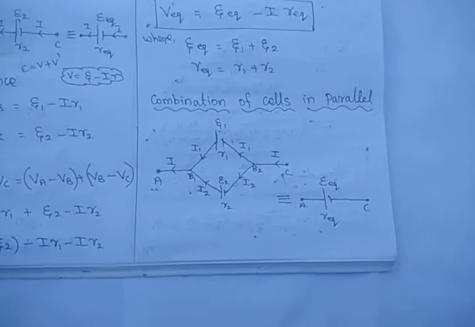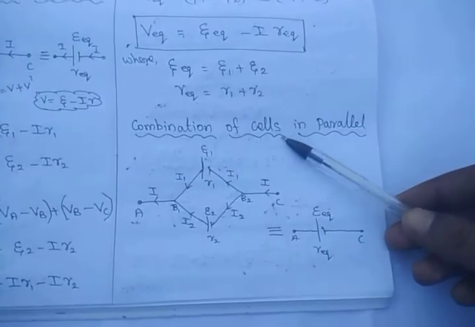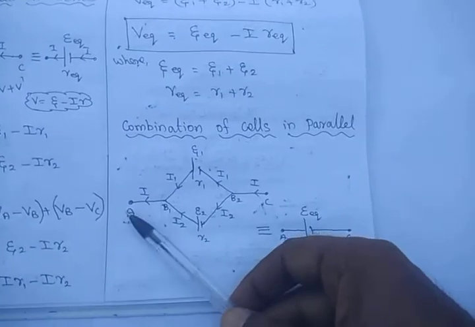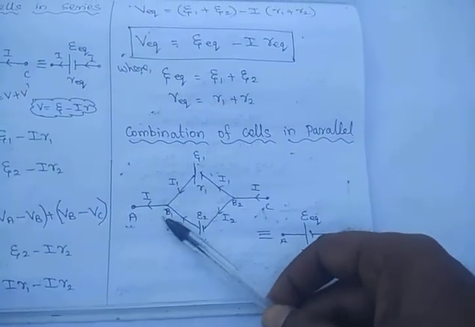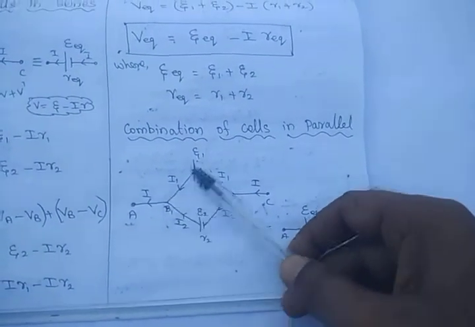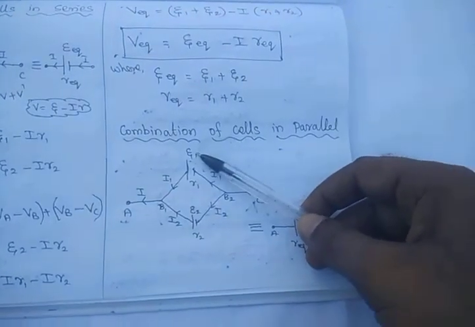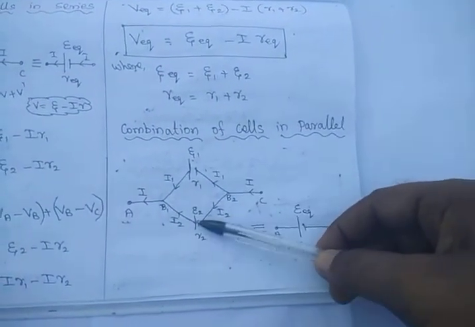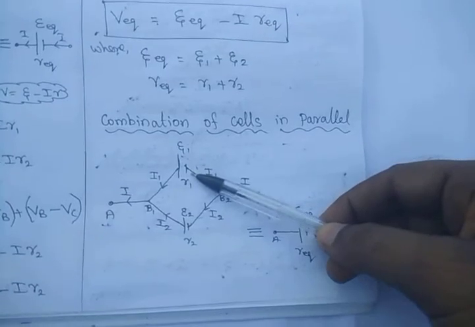Students, in this session, we are going to learn about combination of cells in parallel. A and C are the two terminals. Here, B1 and B2 are the two terminals. So, the two cells are connected in parallel. The EMF of the first cell is E1 and the second cell is E2, and the first cell's internal resistance is R1.